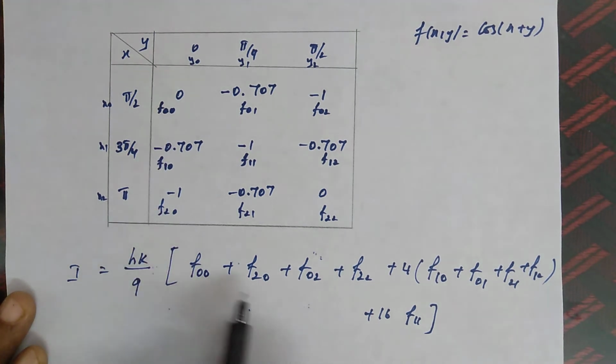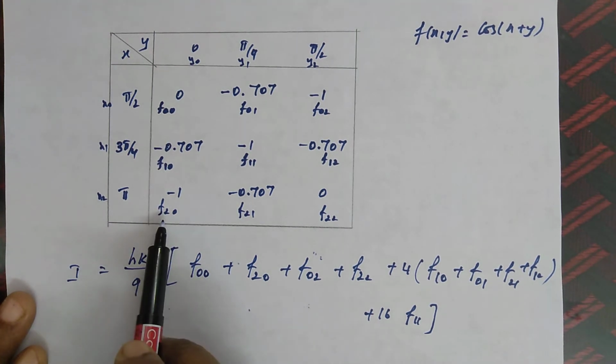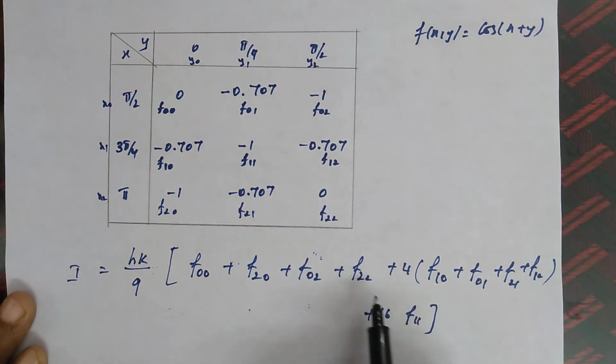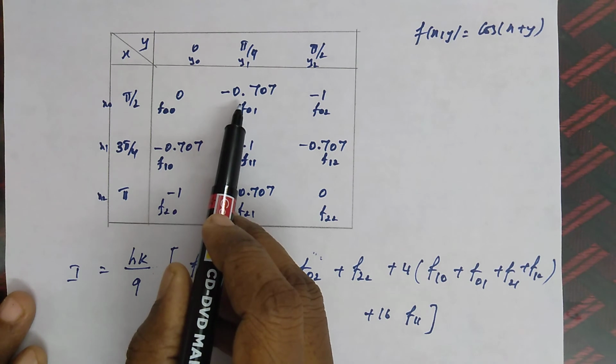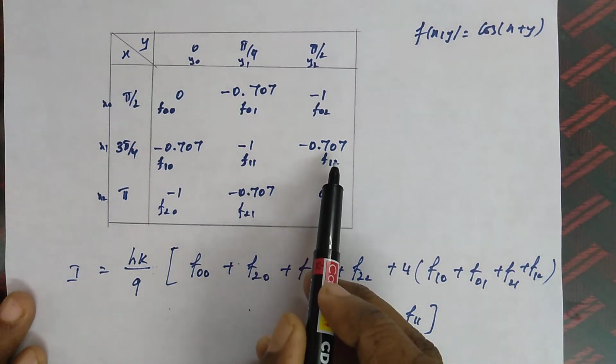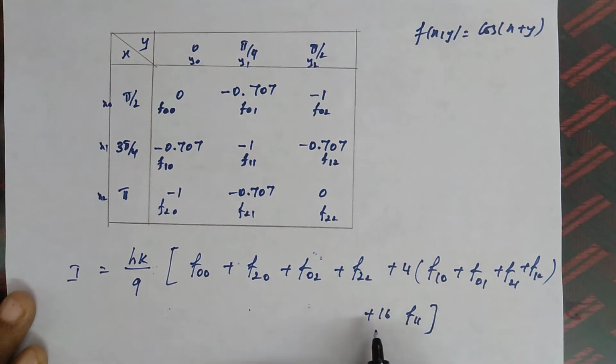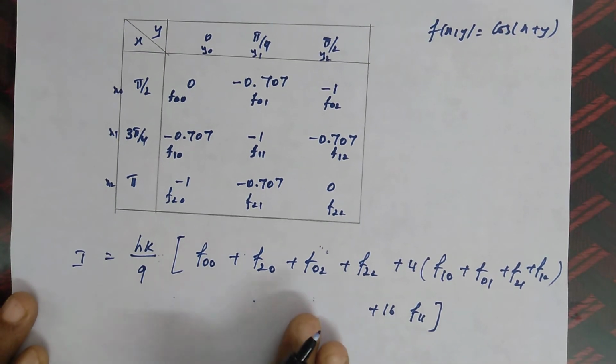f00, that is the 0 value, and f20, this is -1, and f02 -1, and f22 0. This is also similar to the trapezoidal rule. This is what, as I told you already, that Simpson's 1/3 also similar to the trapezoidal. Look at this corner values, okay, similar to the trapezoidal rule only. And look at this 4 into f10 and f01, okay, f10 and f01, f21 and f12, f12 and f21. Is it clear? Plus 16 into remaining values. So both the formula are similar only. The way of representation is different. That's all. Easily you can remember this also.